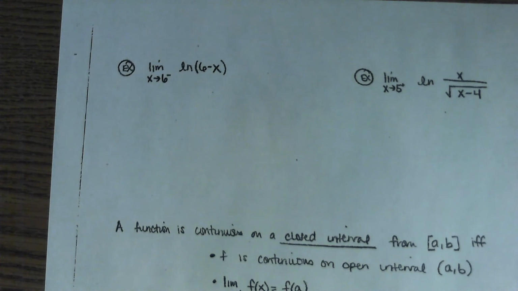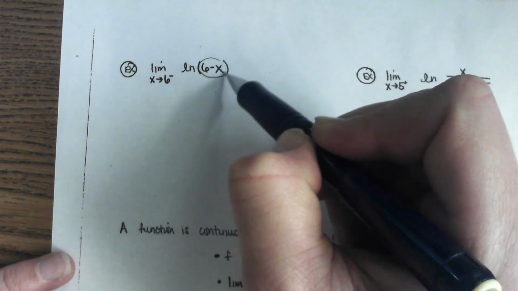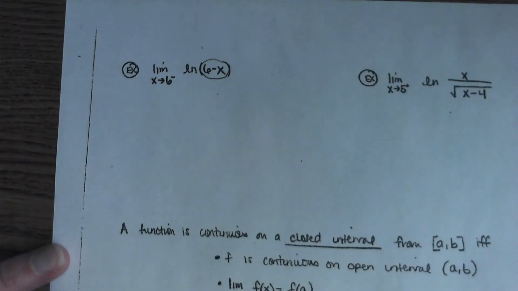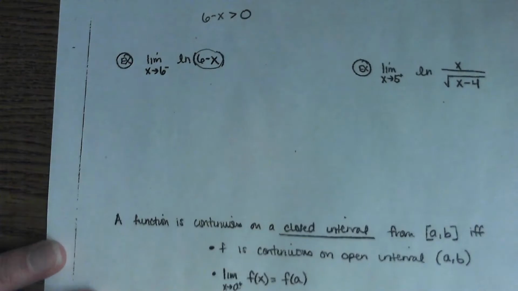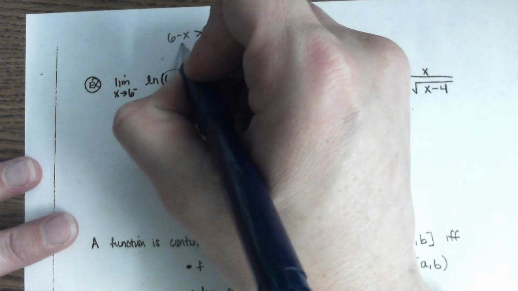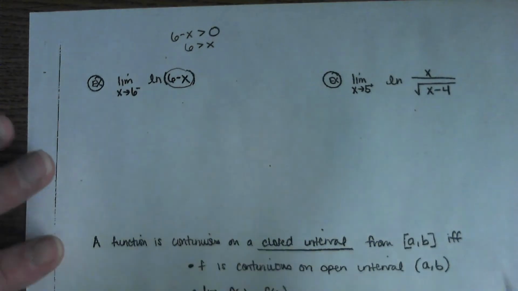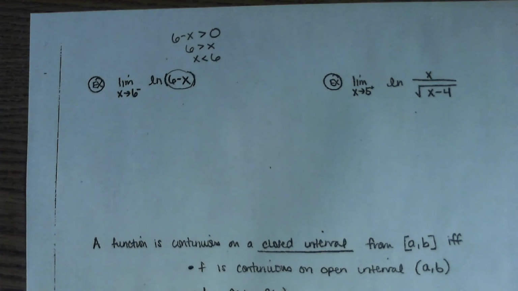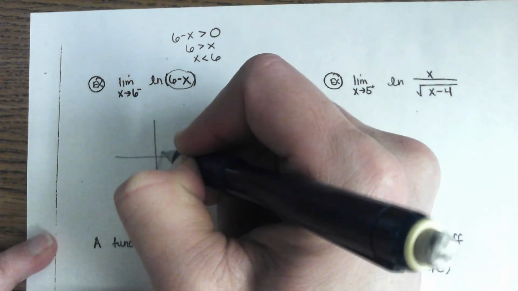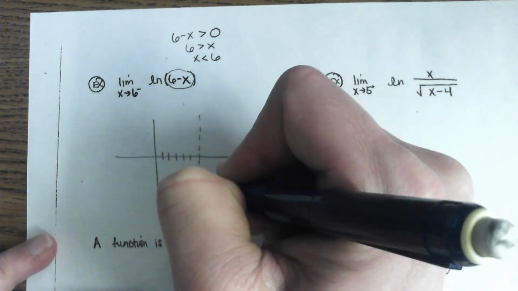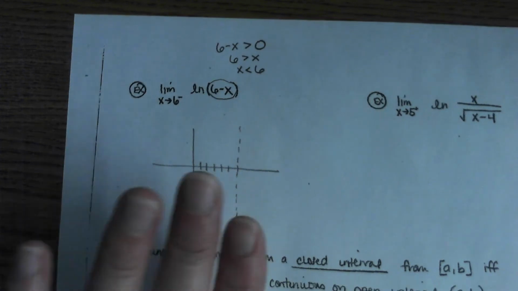Natural logs. So this is the natural log of 6 minus x. What is the domain of this graph? You're only allowed to take the natural log of what? What kind of numbers? Positive. So 6 minus x has to be positive. So if you add x over, 6 has to be greater than x. In other words, x has to be less than 6. So if you were sketching this log graph, there's an asymptote at 6, and the graph only exists to the left of it.